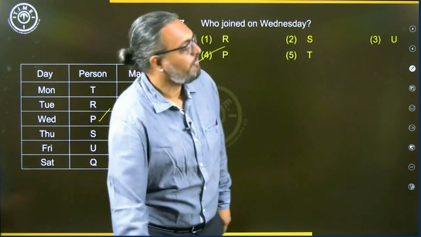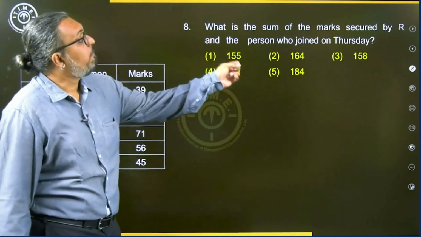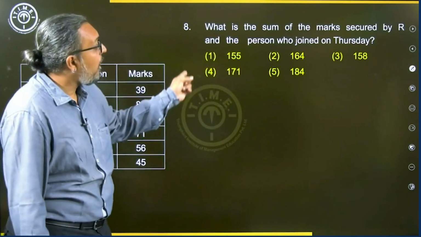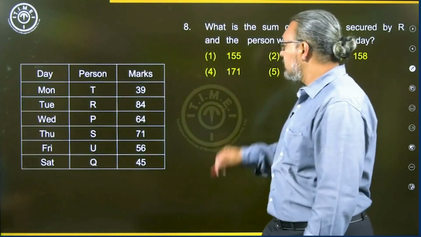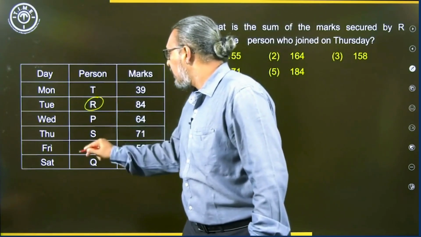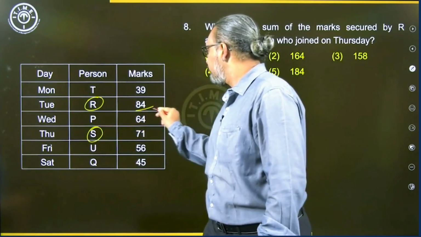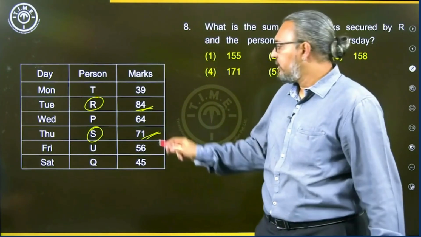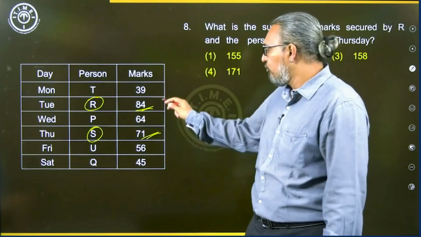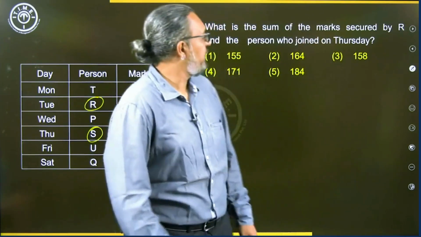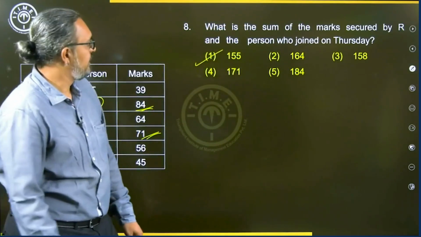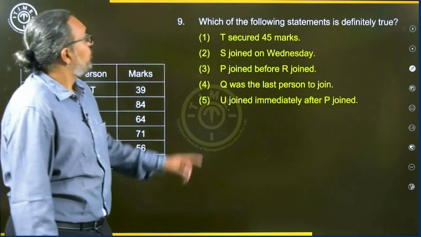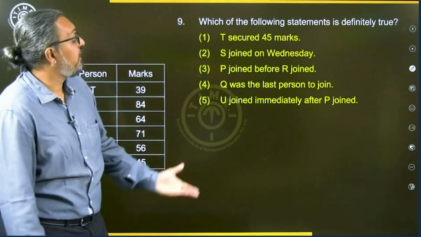Right. Then what is the sum of the marks secured by R and the person who joined on a Thursday? So R and the person on a Thursday, summation of these marks. So you count 80, 70, 150, 4 plus 1, 5. 150 plus 5 is 155, choice 1. Yes? Okay. Next, which of the following statements is definitely true, he says.